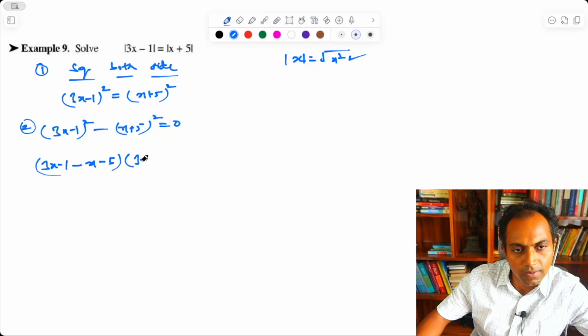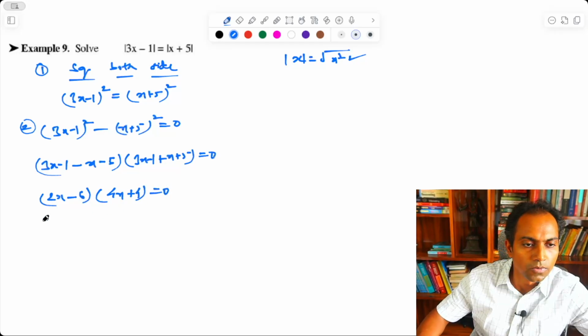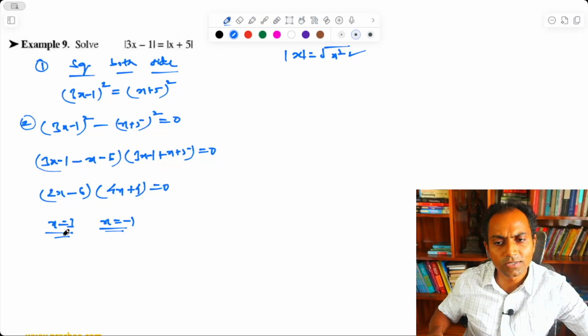into a plus b. So, a minus b becomes 2x minus 6 and a plus b becomes 4x plus 4. So, if I equate the first one equal to 0, x comes out to be 3, equate the second one equal to 0, x becomes minus 1. So, you have got 2 answers to the question.